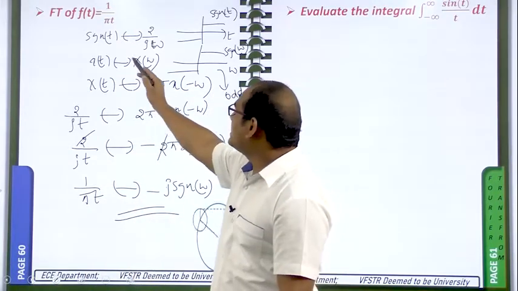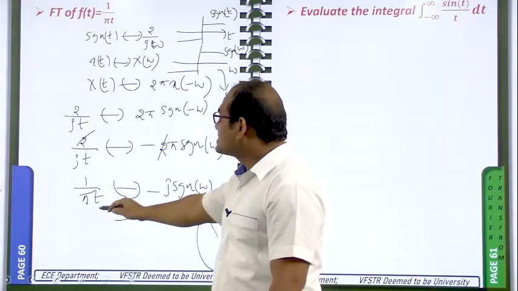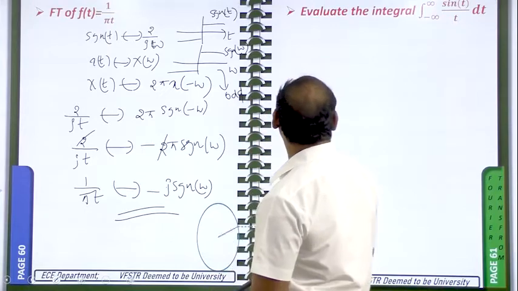So signum of t is having the Fourier transform 2 by j omega. When the 1 by t term is coming here, means here the signum function will come. So using the duality property we can do it very easily.